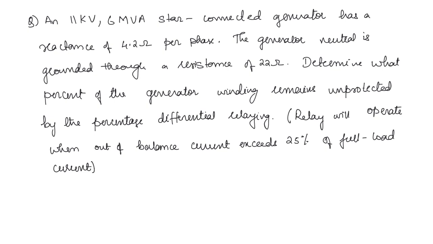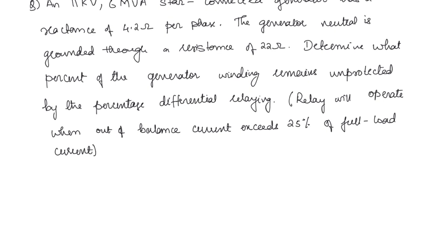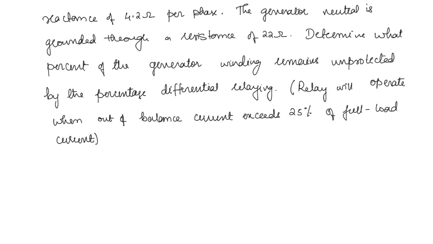So here the very first thing that you might have gotten confused is, what is this percentage of generator winding that is remaining unprotected? We know that a generator is protected by means of a differential relay. And what is a differential relay? There is an equipment here. On either side there will be the power lines, and the CTs are going to be connected on either side. So whenever there is a fault in between the CTs, only then will the differential protection work.